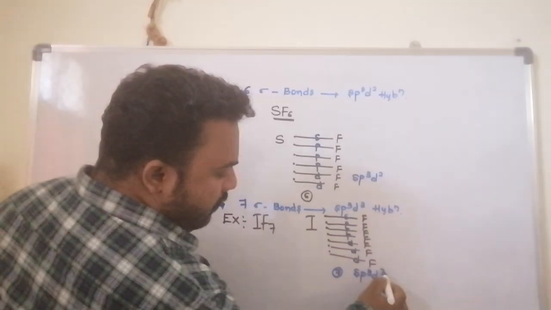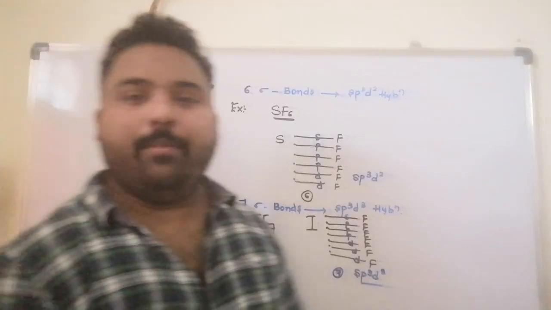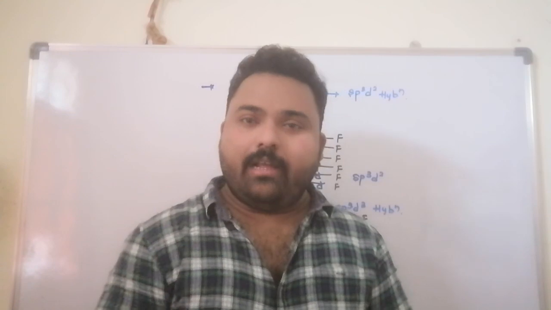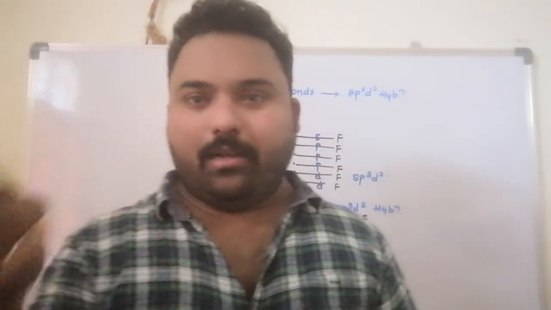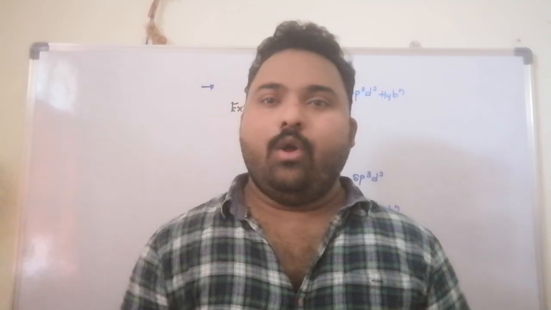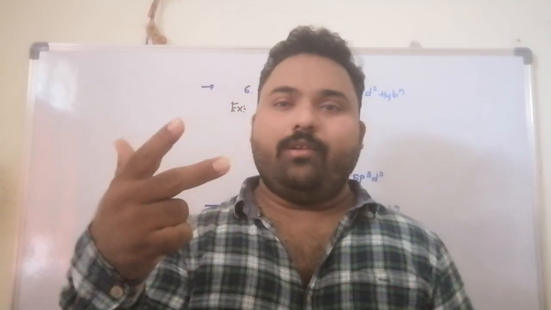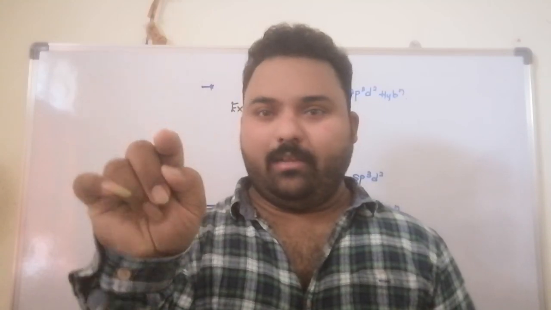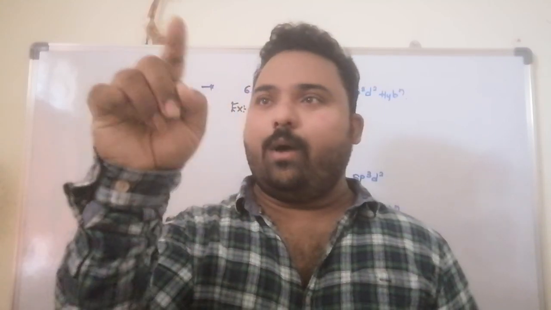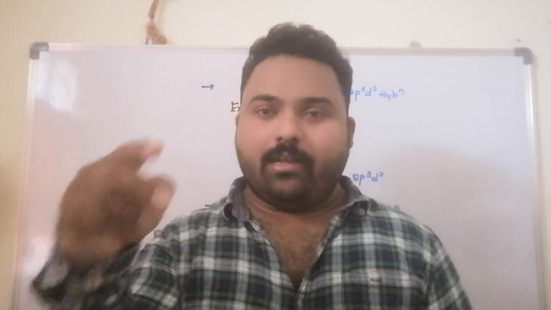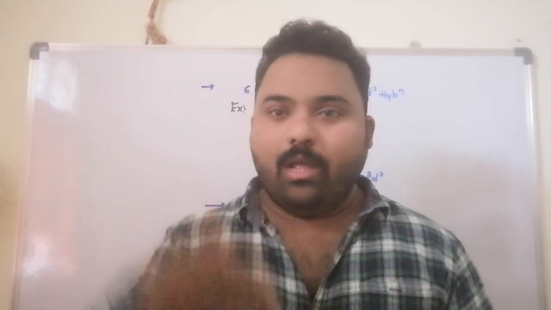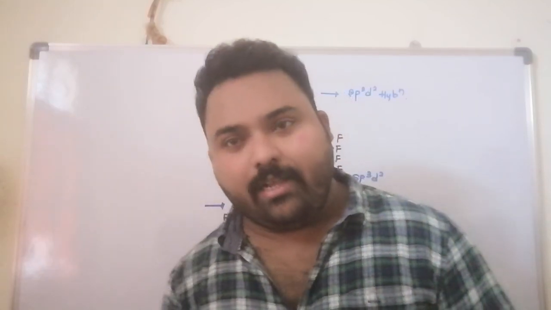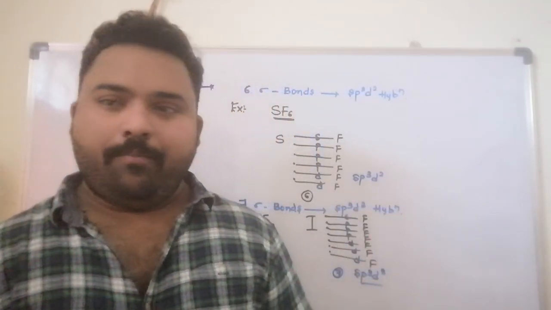sp3d3 hybridization. Simply assume that one bond is the S orbital, one bond is a P orbital, like that. If two bonds are present, then one is S, one is P. If 3 bonds are there, one is S and the other 2 bonds are P, so sp2, like that. sp3, sp3d, sp3d2, sp3d3.